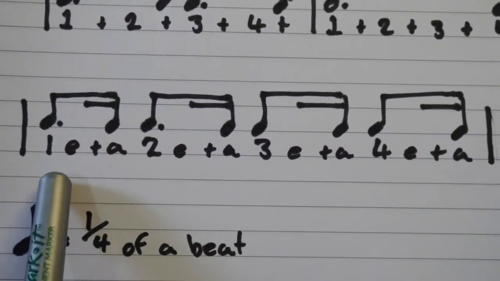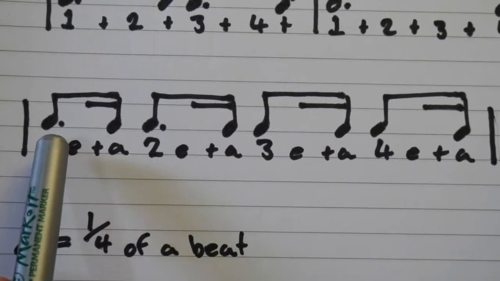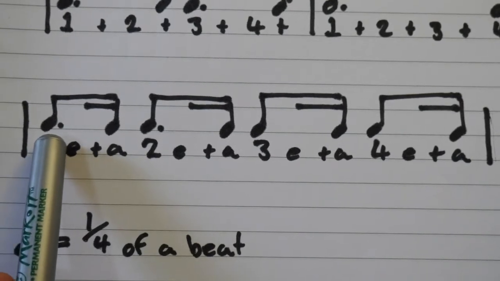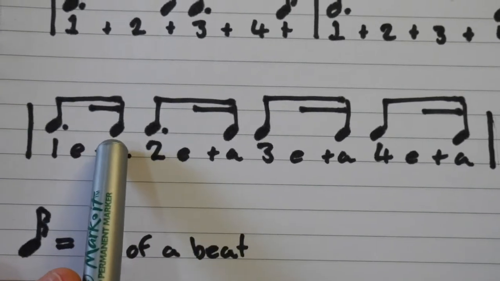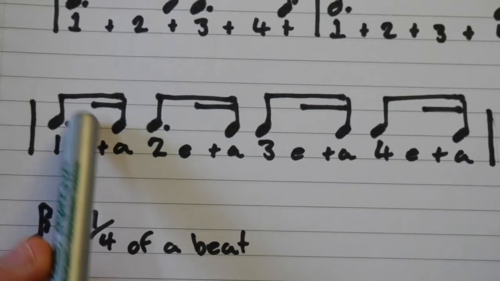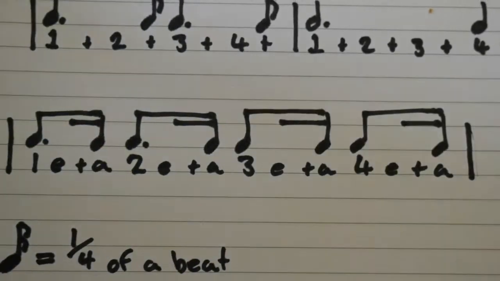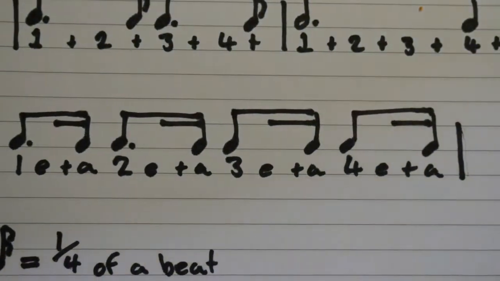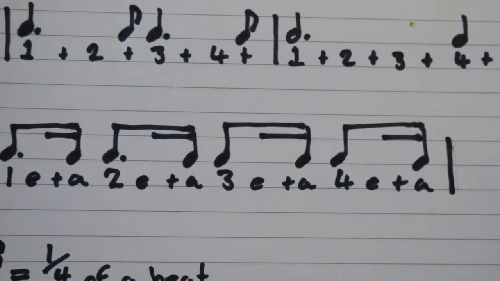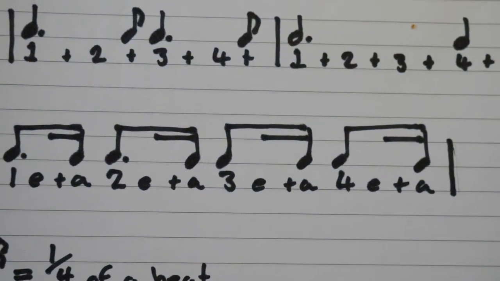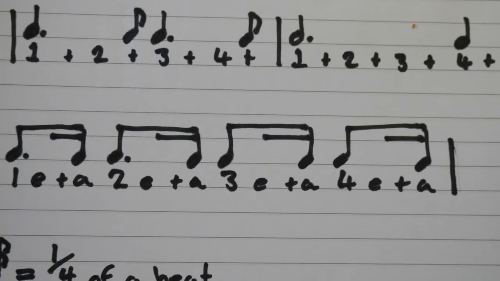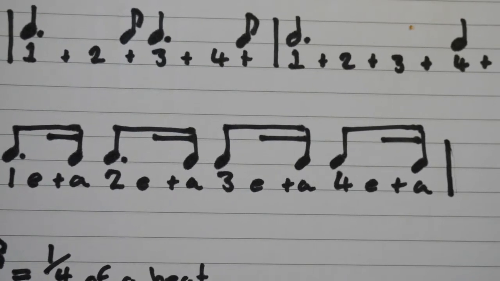A quaver is normally worth half, but because it's dotted, it's worth 3/4, and the semiquaver is worth 1/4. So all up, this equals 1 beat. So what you end up with, if I count you in nice and slowly, is 3 and 4 and 1E and R, 2E and R, 3E and R, 4E and R.